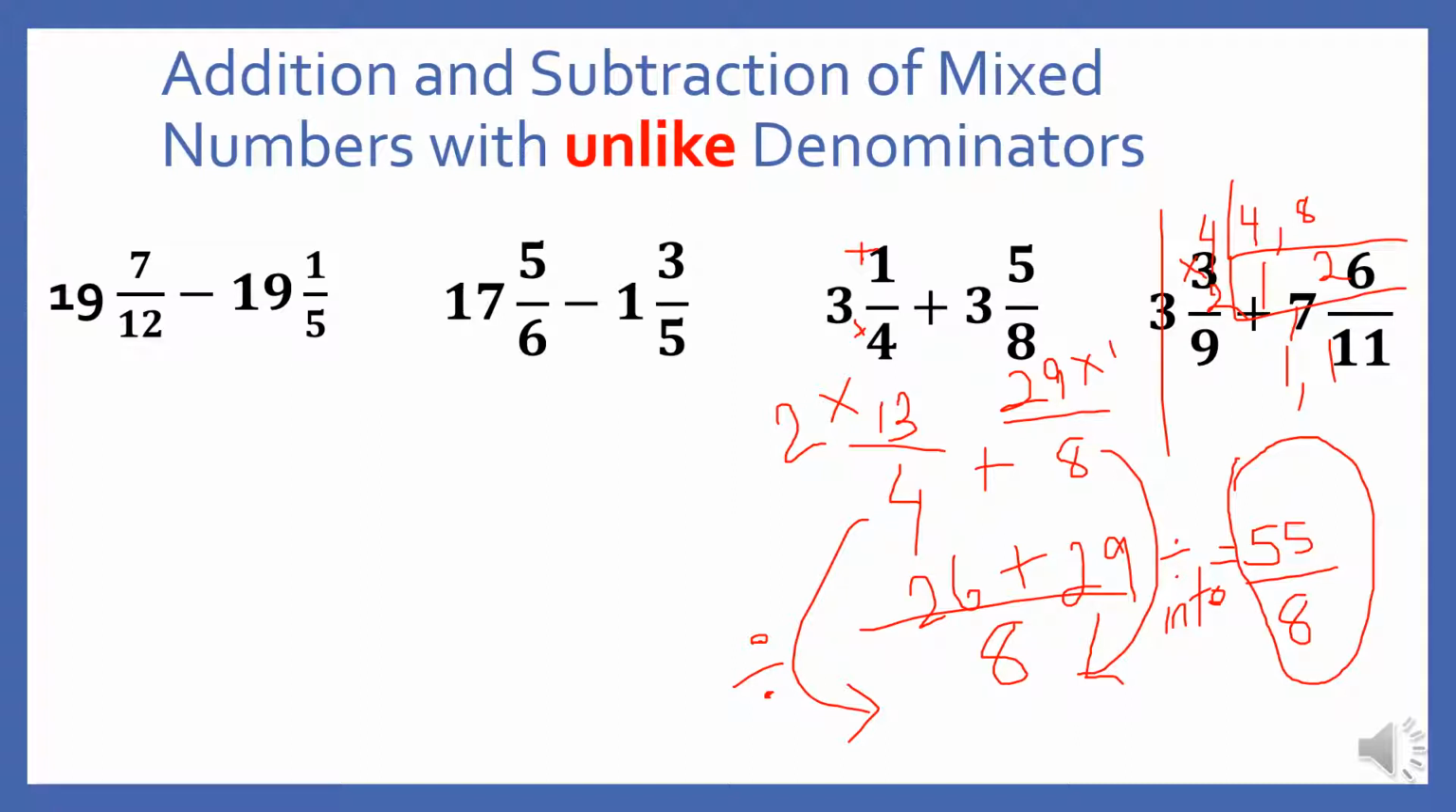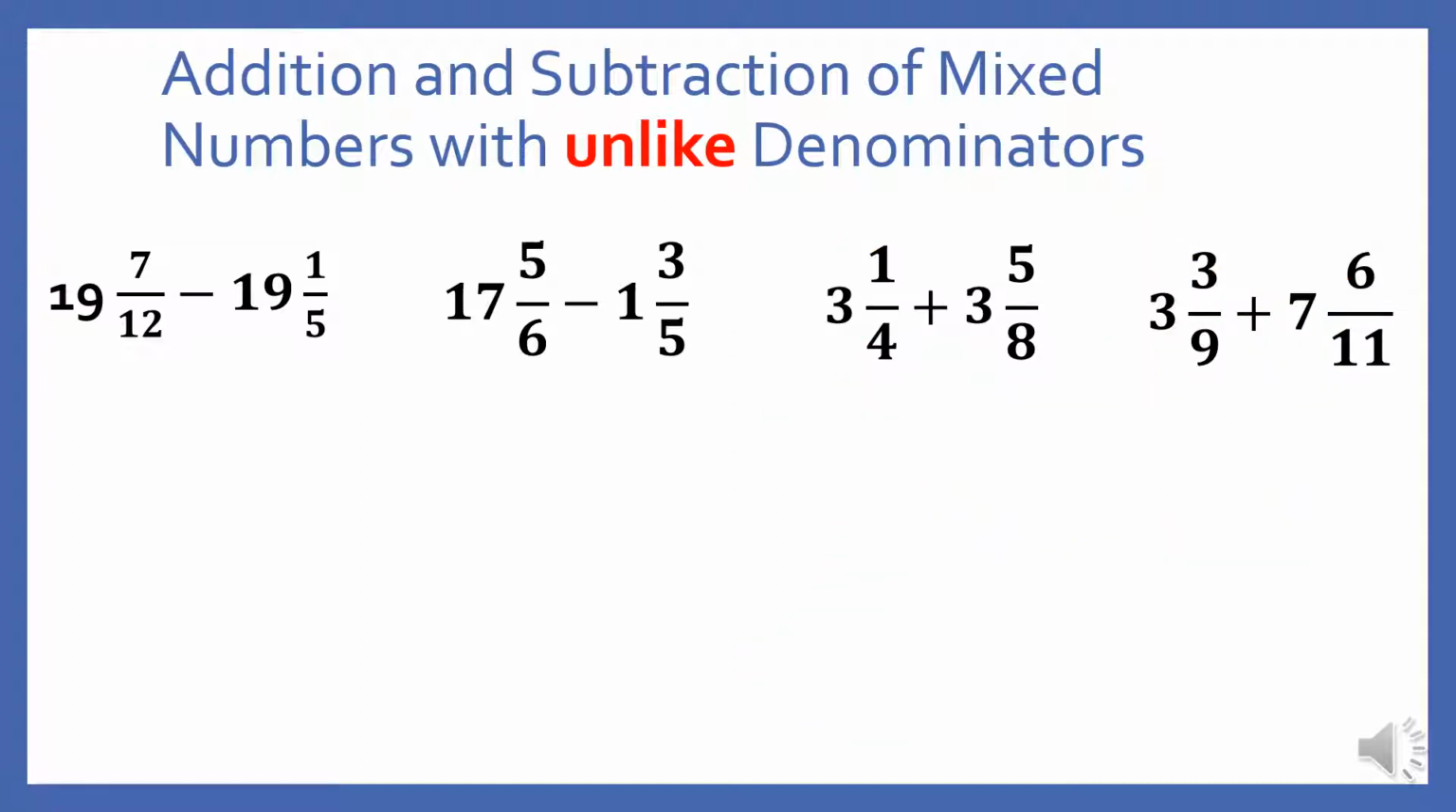Yet another example. We have 3 and 3 over 9 plus 7 and 6 over 11. So again, I can choose to work out my whole numbers first and then work out my fractions. In this example, I'm not going to convert. I'm going to work out my whole numbers. Any option will work. 3 plus 7 is 10. Alright? So I'm working out my whole number, and now I'm going to work out my fraction. We need to find the LCM of 9 and 11. I'm going to write 9 and 11.